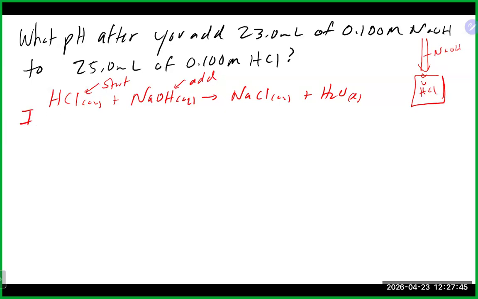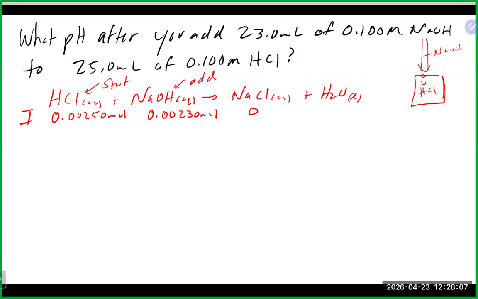So initially here, our HCl, we got 0.0025 moles. Again, convert our milliliters into liters, times the molarity. For our sodium hydroxide here, we got 0.0023 moles. First off, any questions on that there?